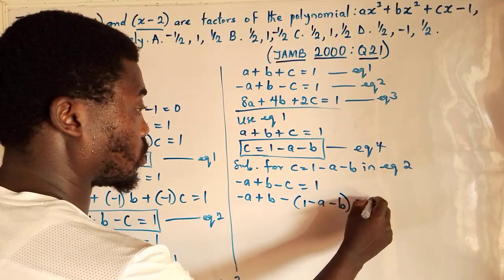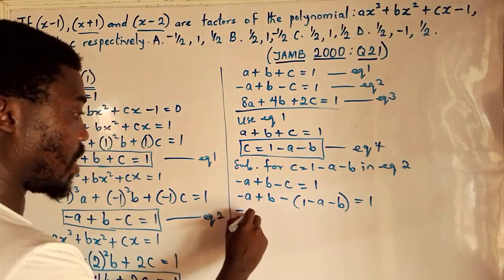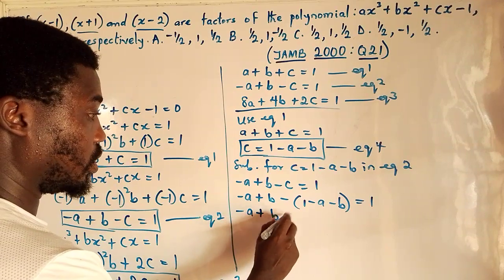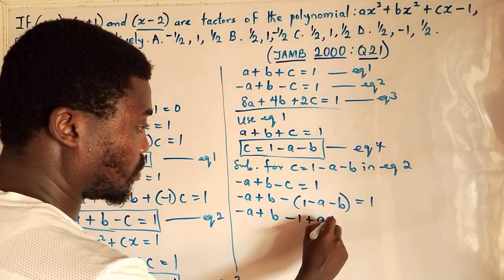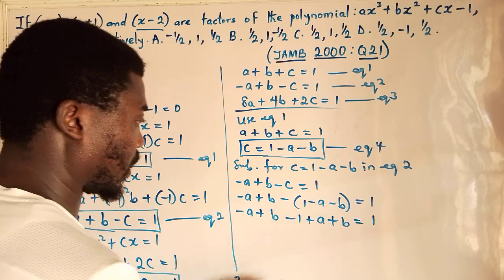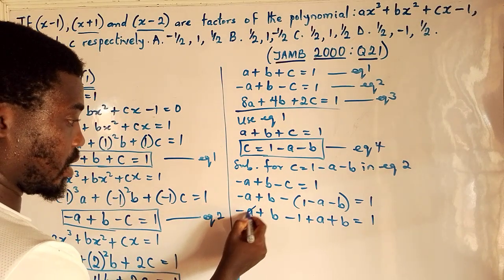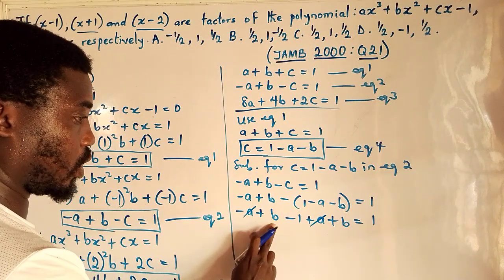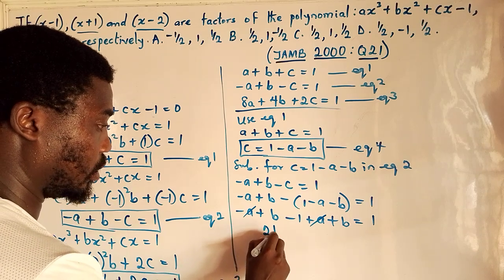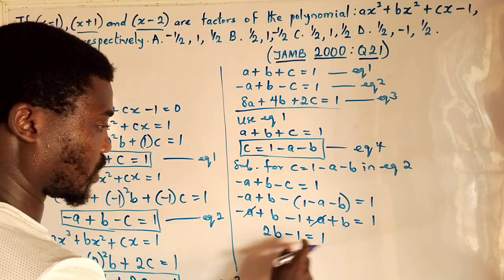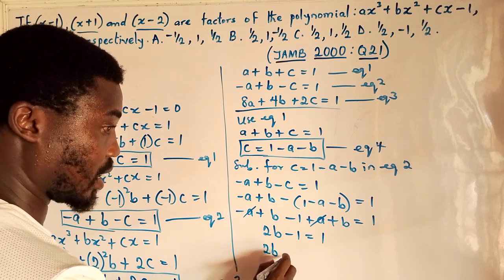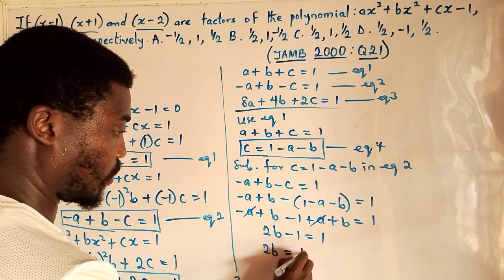So that is equal to 1. Let's open the brackets. We have minus A plus B. With the minus now, we have minus 1 plus A plus B equals 1. So what do we have here? Minus A, we cancel, plus B plus B will give us 2B. And then we have minus 1 equals 1. Take minus 1 to the other side, it turns to plus 1. That is 2B equals 1 plus 1.